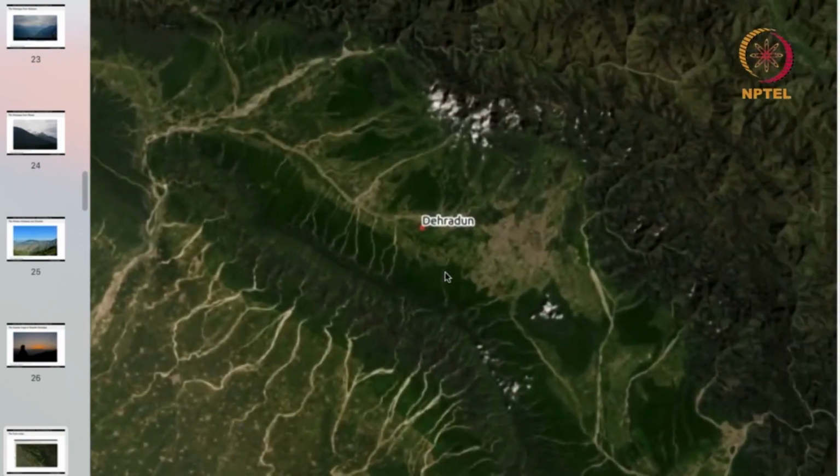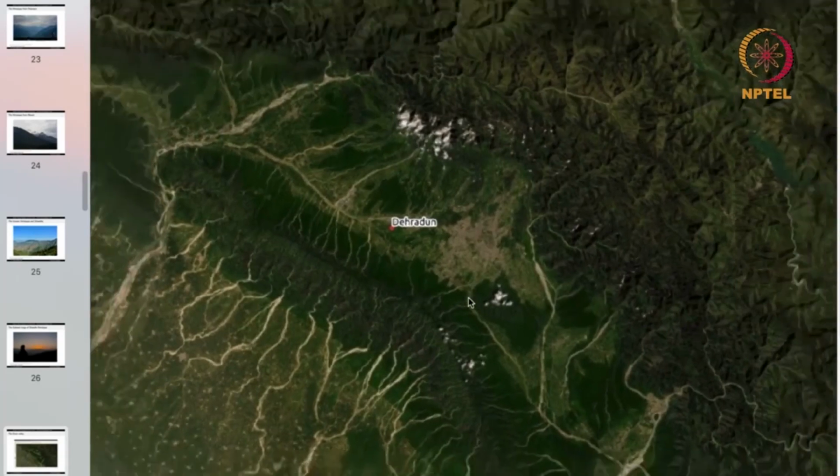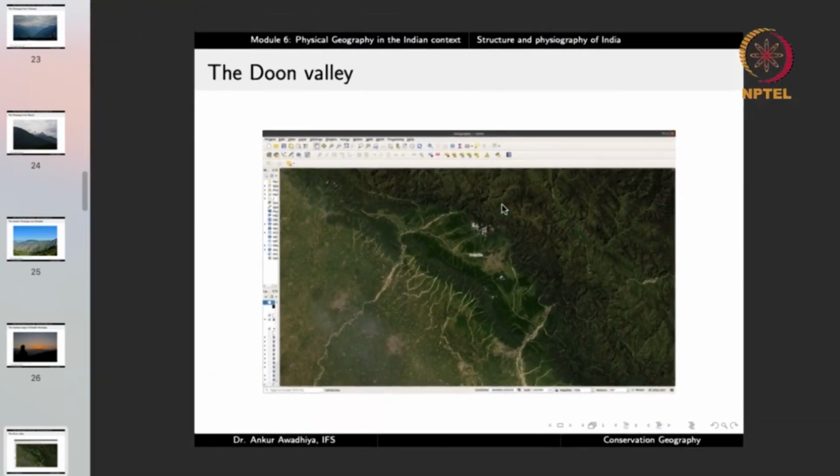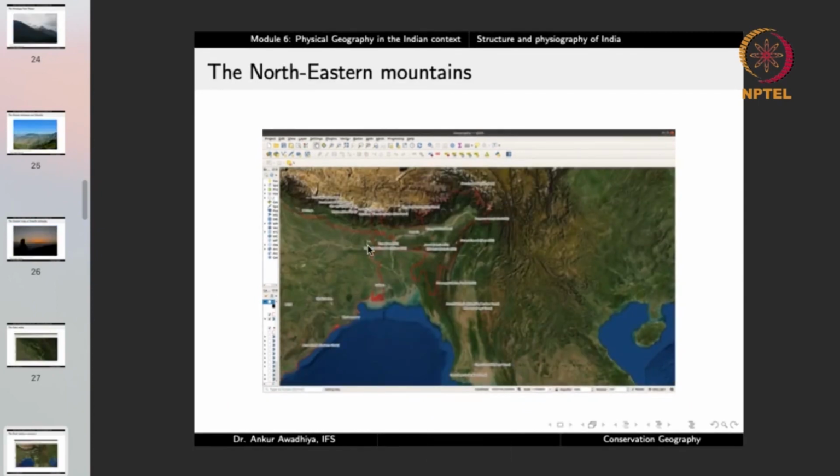This is the Doon Valley. So Doon refers to valley in Garhwali language, and here you can find that you have hills here to the south, you have hills here to the north, and here you have Dehradun. So the Himalayas also have a large number of valleys between the ranges.